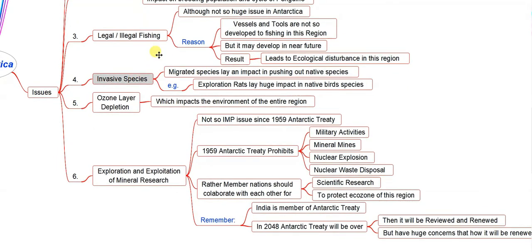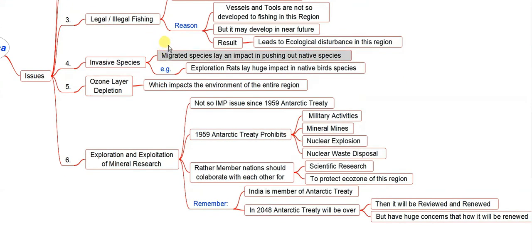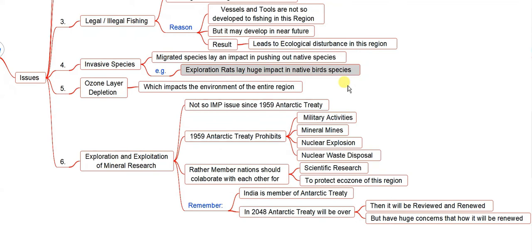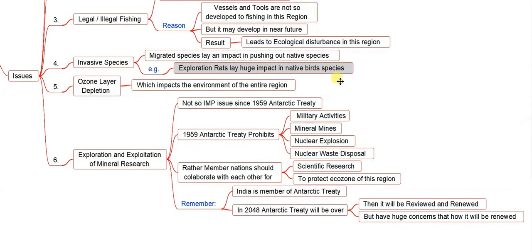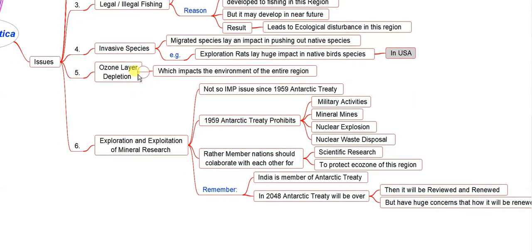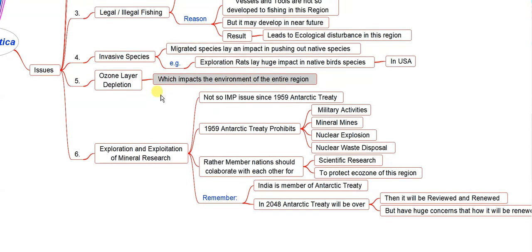Now if we talk about invasive species, then migrated species have an impact in pushing out native species. For example, exploration raids have a huge impact on native bird species. This happened in the USA. Now if we talk about ozone layer depletion, then it is a major environmental issue which impacts the environment of the entire region.